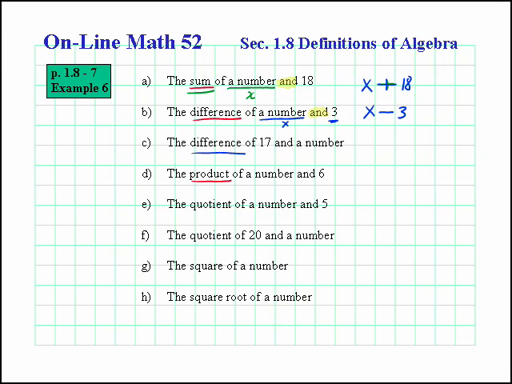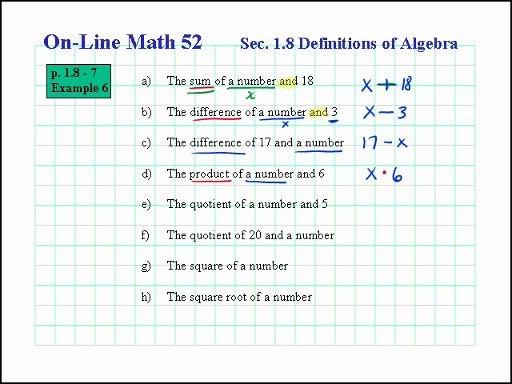Here's difference again. This time 17 is written first. It's subtraction, and there is a number. So 17 and a number means 17 minus x, the difference. The product, multiplication, we can use that symbol. Notice that I'm using this symbol here, the dot, not as a decimal point, but as a multiplication, because we are using x for a number. I don't want to use the x multiplication symbol, because that would be too confusing. So the product of a number, x, and 6 is x times 6.